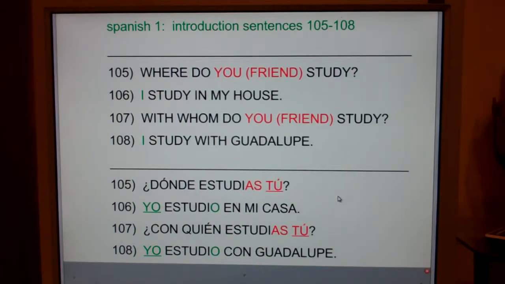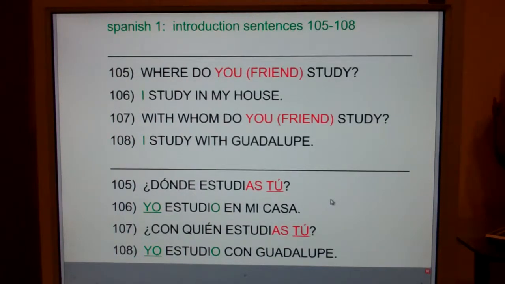Think of the first day of school. The very first question I taught you in Spanish 1. I said, how are you is ¿Cómo estás tú? So, ¿Cómo estás tú? How are you? Question word, followed by action, followed by subject. Where do you study? Where study you?